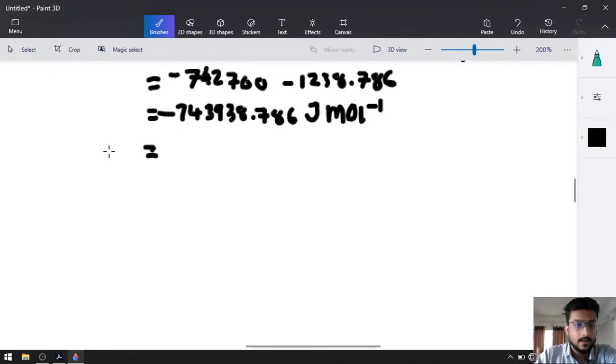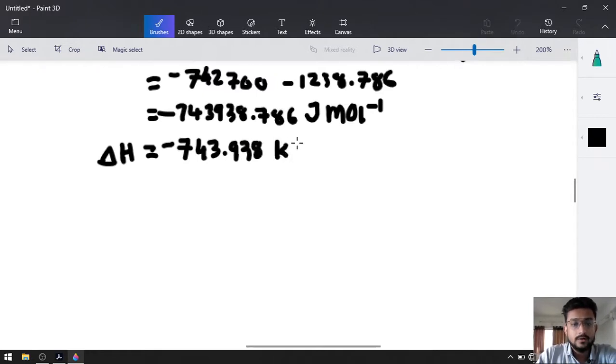So delta H will be equal to divide by 1000. So 743.938 kilojoule mole inverse will be your answer. We have done it already many times.